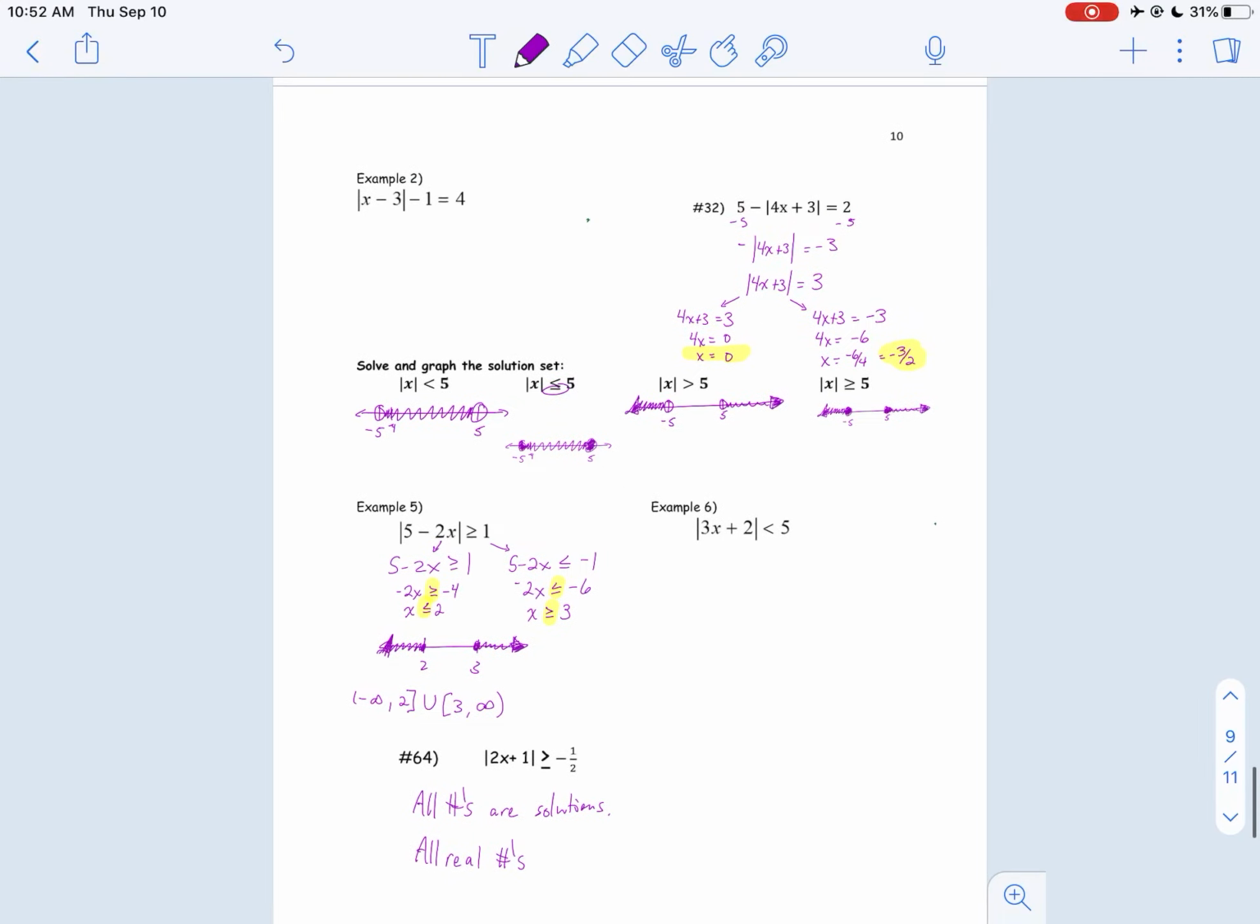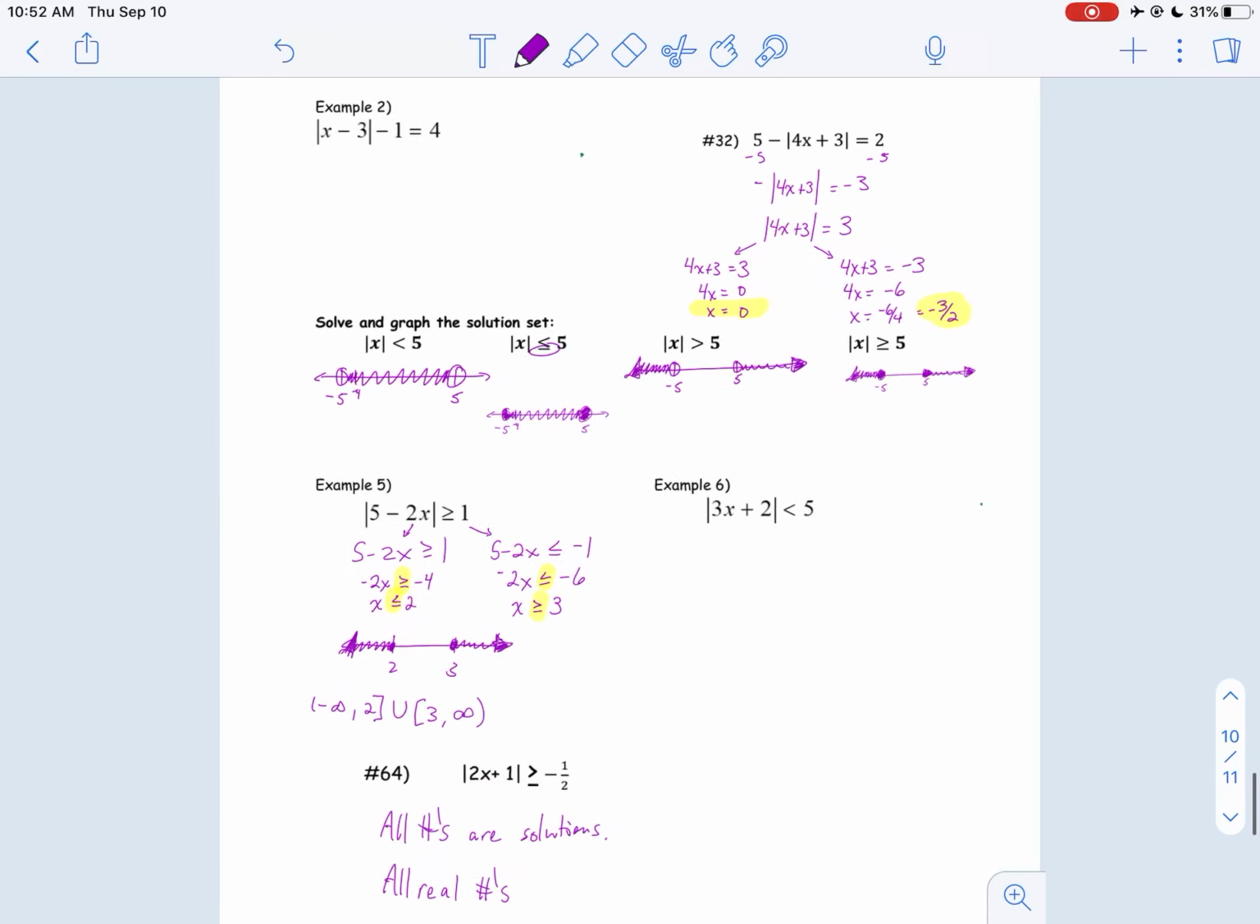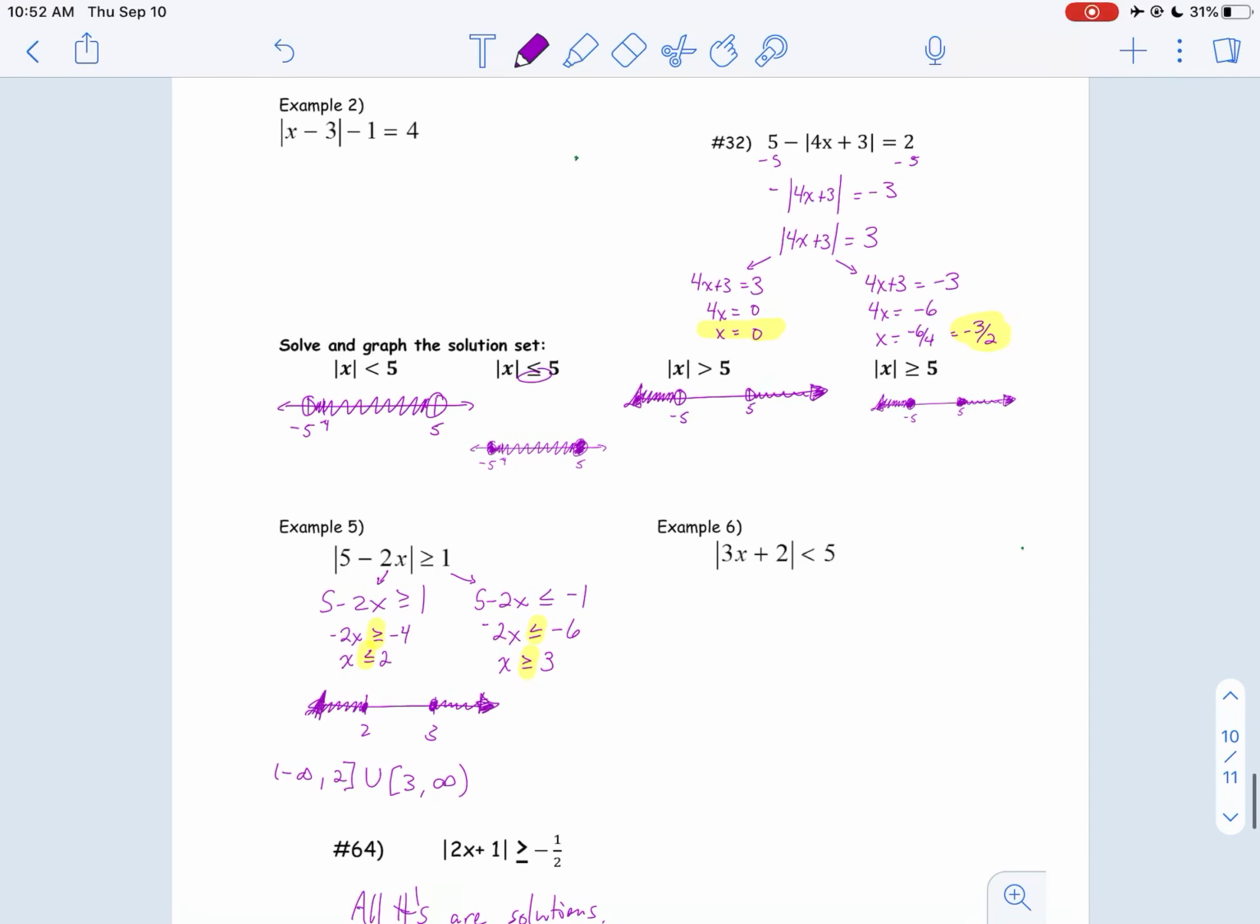Alright, so I'm going to encourage you to go back and solve example 2 and example 6. Go ahead and pause the video. And here are the solutions. Example 2, example 6. You can see we followed similar patterns.